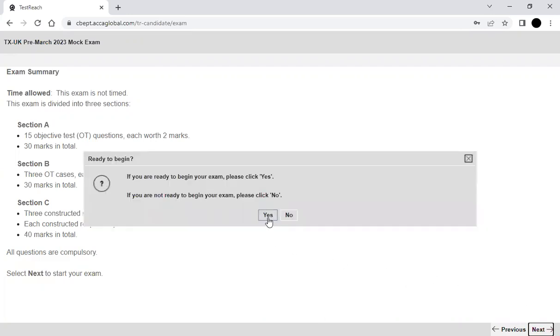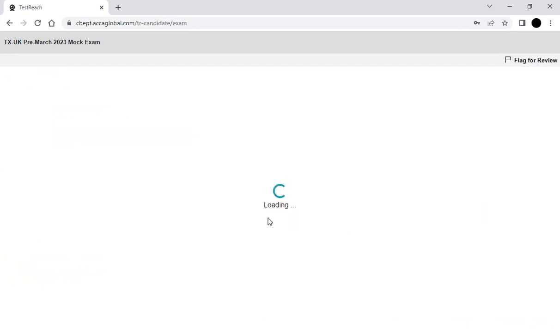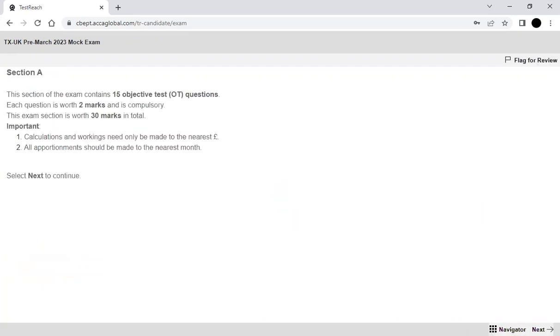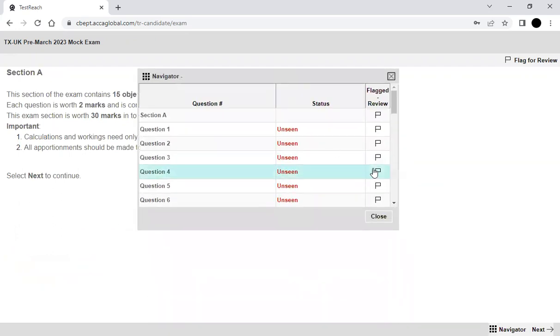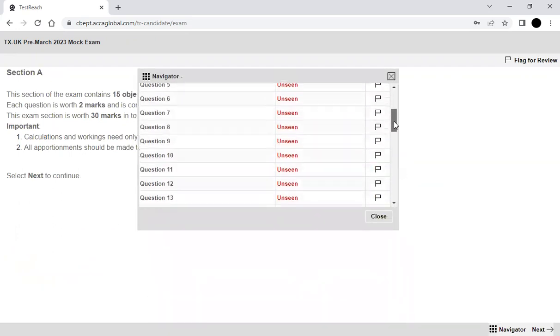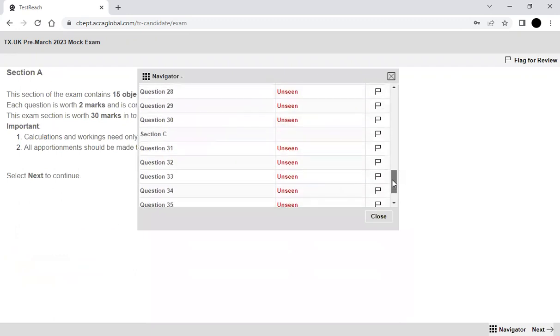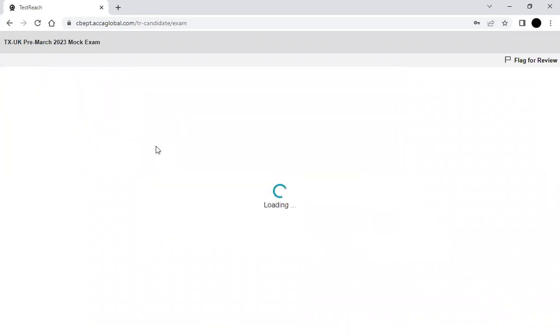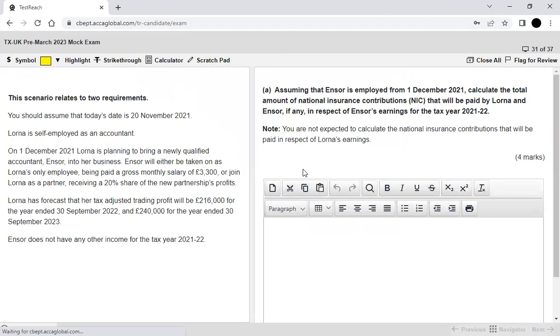So I'm going to start this paper. From this navigator, I'm skipping section A, section B, and directly moving on to section C, i.e., I'm directly moving on to question number 31. Okay. So question 31 is on my screen. This is a 10 mark CRQ question.